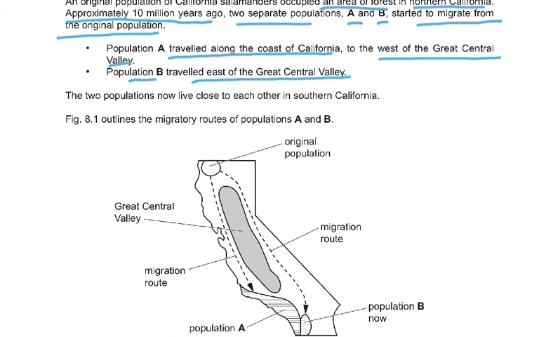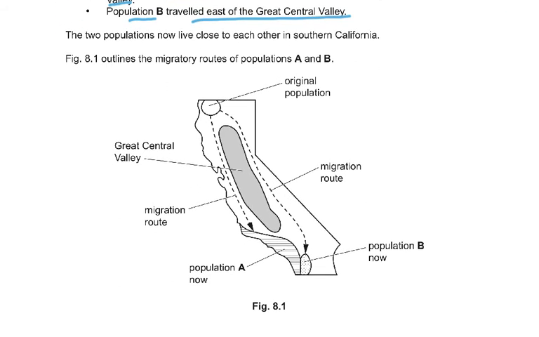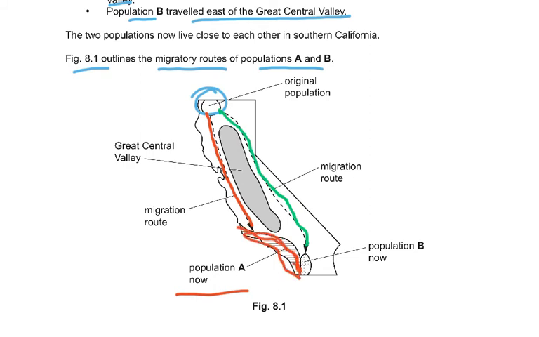The 2 populations now live close to each other in Southern California. Figure 8.1 outlines the migratory routes of populations A and B. So there's the original population, and then they've shown you the migration routes. One migration route is on the right side of the valley, and the other is on the left side of the valley. So there is the Great Central Valley and then the migration routes, and then they have come down here. Population A is now in this part, and population B is now in this part.